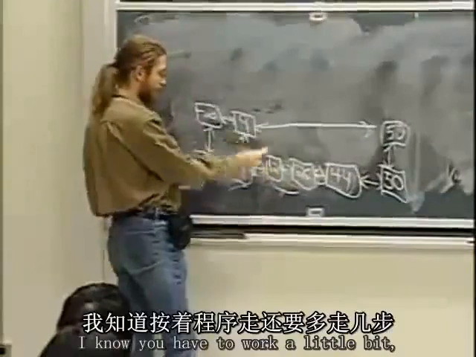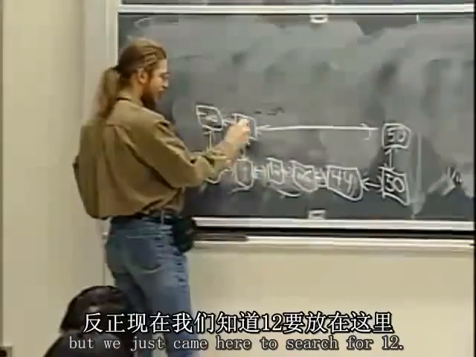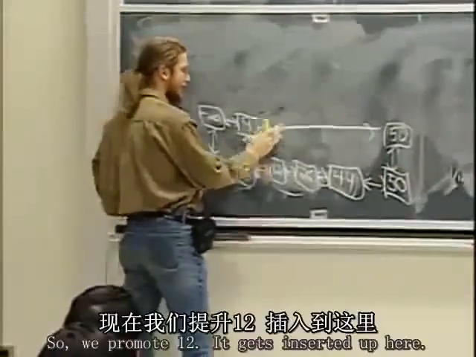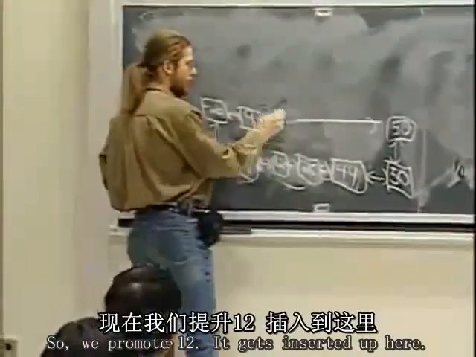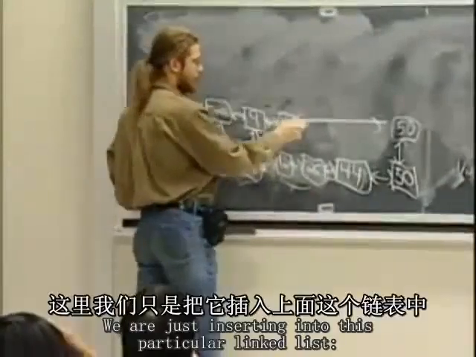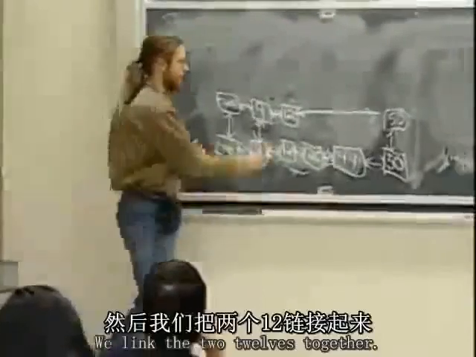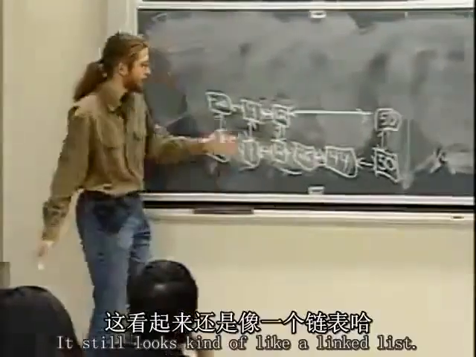Now, you have to work a little bit, but we just came here to search for 12. So we know that 9 was the last point we went down. So we promote 12. It gets inserted up here. We're just inserting into this particular linked list. Nothing fancy. We link the two 12s together. But it still looks kind of like a linked list. Flip again.